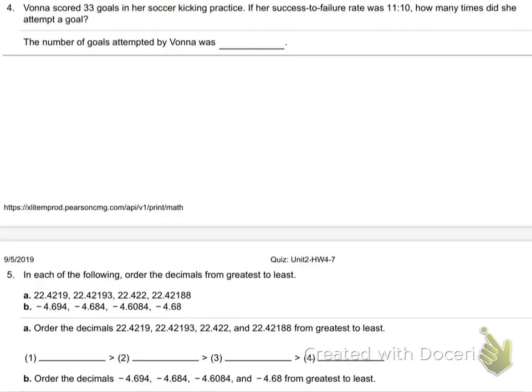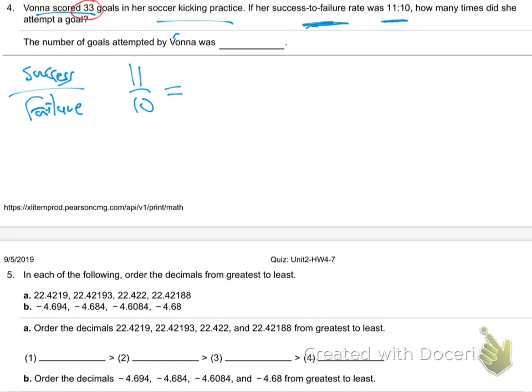Okay, so number 4. Vaughn has scored 33 goals in her soccer kicking practice. Her success to failure rate here is 11 to 10. So let's write that first off. Success to failure rate is 11 to 10, right? Okay. And then where's the 33 go?